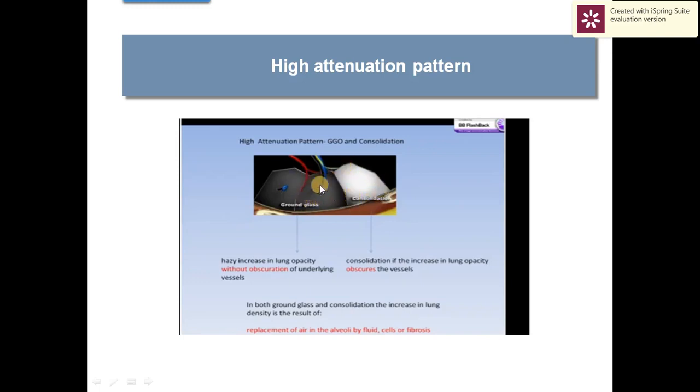The ground glass you can see beyond the lung. لسه احنا نقدر شايفين ال bronchial airway، لسه هنا شايفين كمان ال pulmonary artery. And we still see the bronchiole, so it's still not reached the dense consolidation. Hazy increase in the lung opacity without obscuration of underlying vessels. This is GGOs. GGOs, a lot of differential diagnosis.